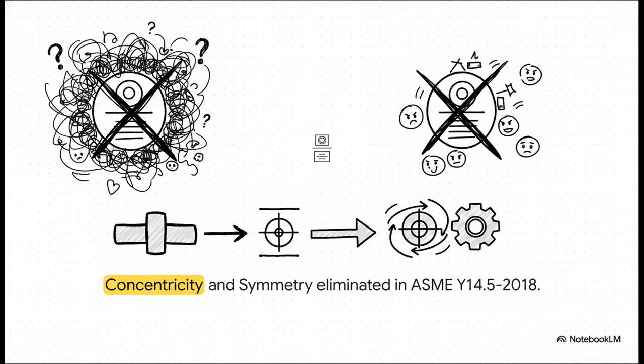Concentricity required inspectors to derive median points of diametrically opposed elements, which was incredibly complicated, time-consuming, and highly prone to error. In fact, a lot of organizations had actually banned the use of concentricity internally decades ago. Because of all that complexity, position and runout have now fully taken over as the absolute industry standard and preferred options for controlling coaxial features. If you need to control how two cylinders share an axis, runout is your definitive go-to tool.